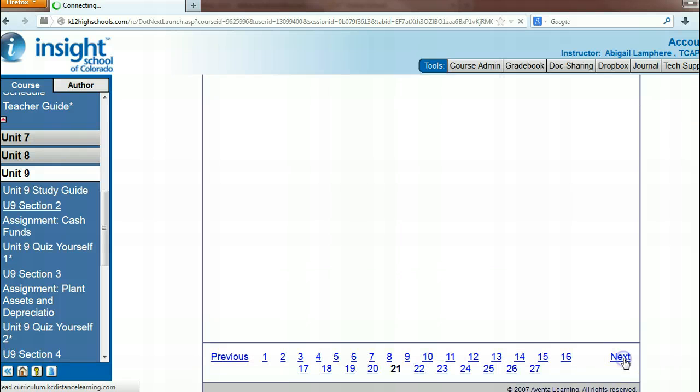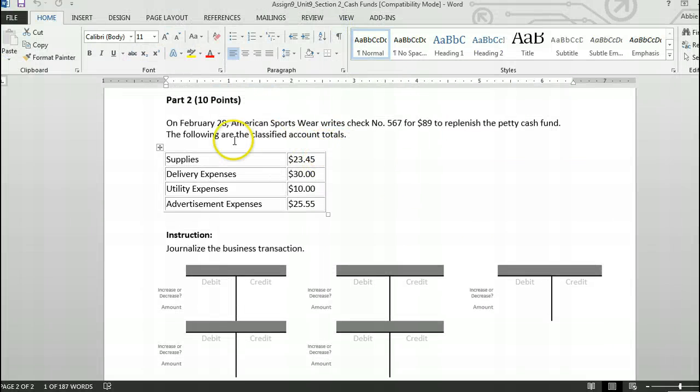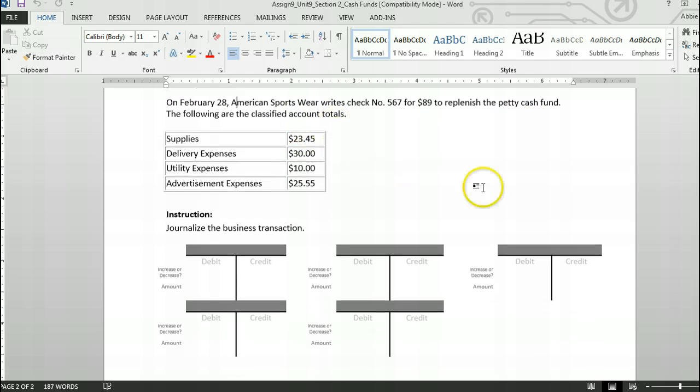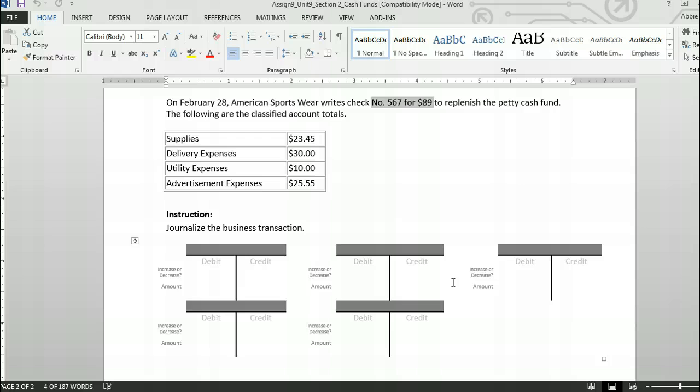Okay, I think that's all I wanted to cover for the second part of this assignment. So in part 2, it's the same type of setup as that example we just looked at. February 22nd, American Sportswear writes check number 567 for $89 to replenish the petty cash fund. The following are the classified accounts total. So this one's really pretty easy. All you have to do is label out your T accounts with the separate account names, and then we are assigning all of these amounts as expenses to these accounts. And then we are writing a check for $89 to replenish the petty cash fund.